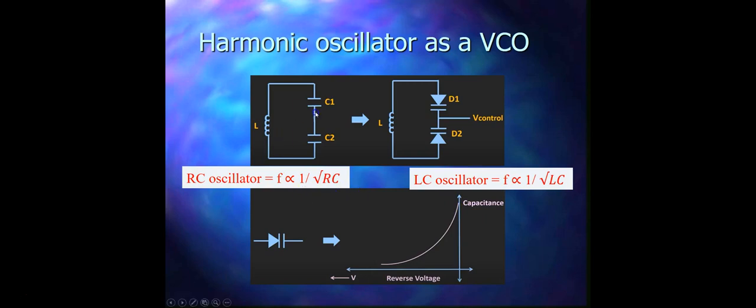And in VCOs, with the varactor diode, as we increase the voltage, the capacitance of the diode will reduce. So you can see here, if the reverse voltage is increased, then at that point the capacitance value will be small, whereas if the reverse voltage is small, then at that point the capacitance is higher. Now moving on to the next slide.